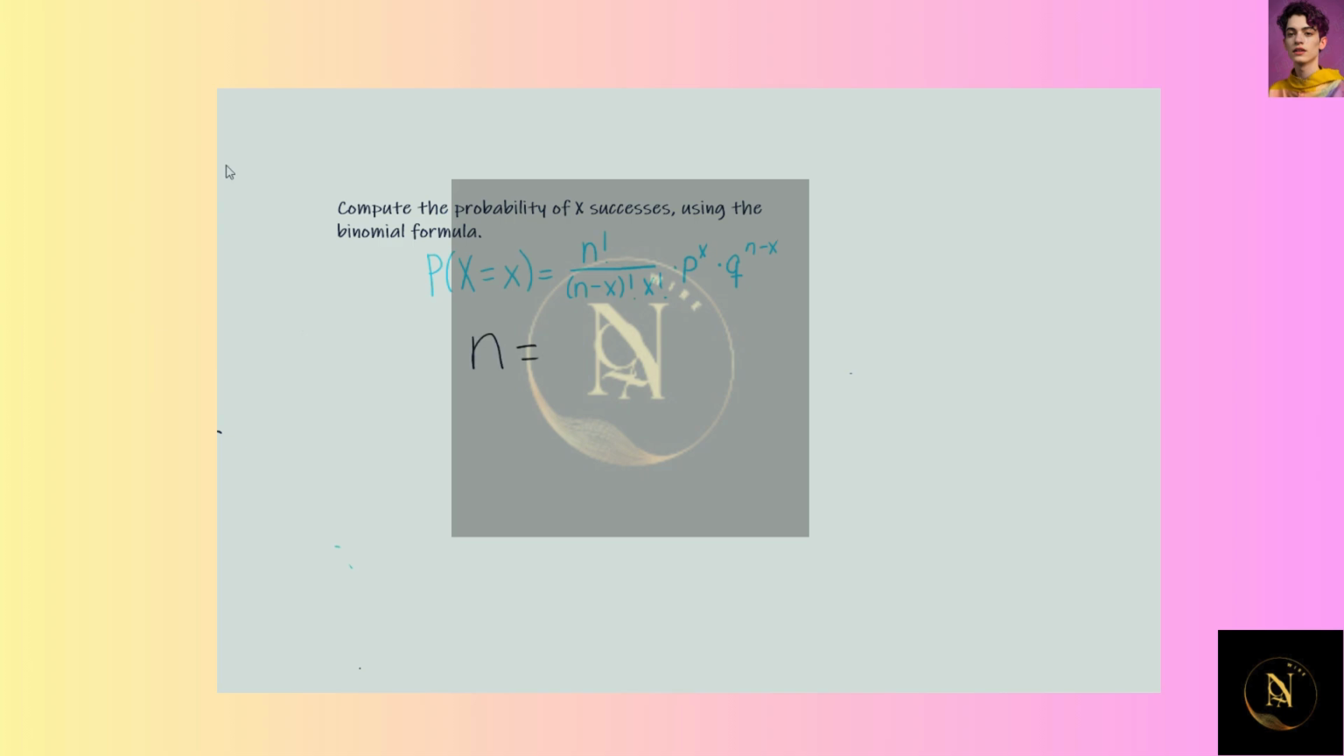For our last example, n equals 5, x equals 3, and p equals 0.63. So we want to do 5 factorial divided by 5 minus 3 factorial, which is 2 factorial, times 3 factorial. 5 factorial is 120. 2 factorial is 2. 3 factorial is 6. 120 divided by 12 is 10.